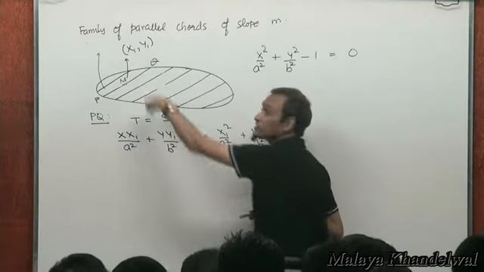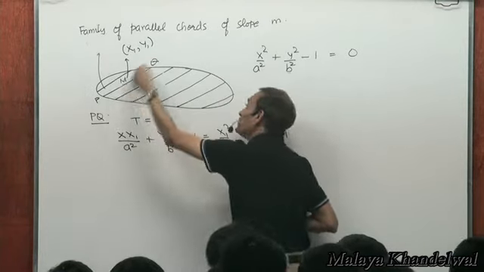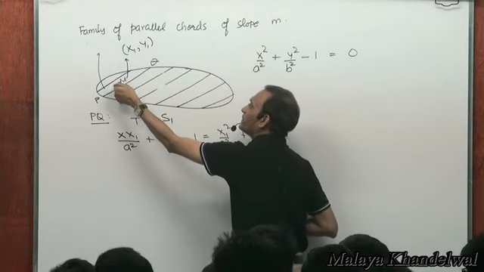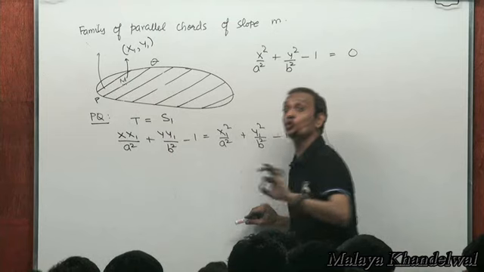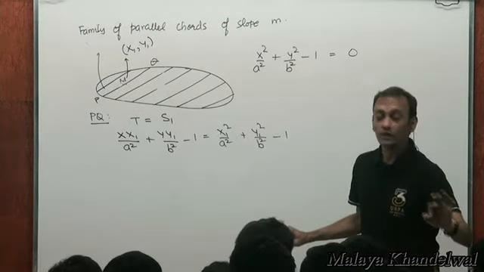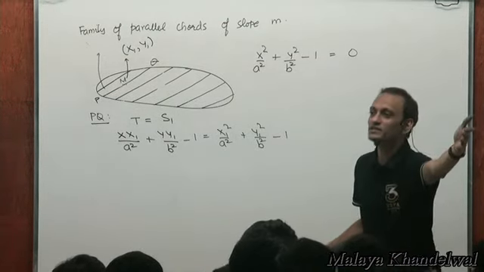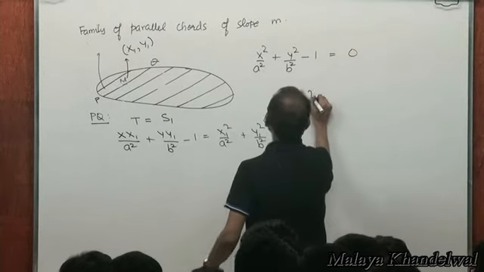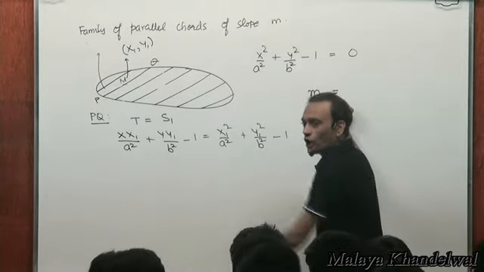These are all chords having slope m. So the slope of any of these PQs, no matter what their midpoint (x1, y1) be, would be small m, I'm so sorry. Would be small m, right? So small m is the slope of this variable chord PQ.